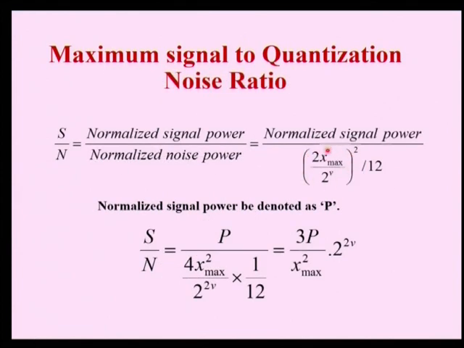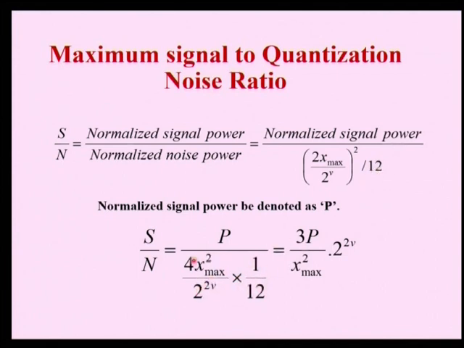Substitute the value of del in this equation and then simplify. Consider the normalized signal power as P, the power of the message signal. This signal may be of any type, a voice signal or a sinusoidal signal. We will see two different cases now. If you simplify, 2 x max by 2 power v the whole square becomes 4 x square max by 2 power 2v, divided by 12.